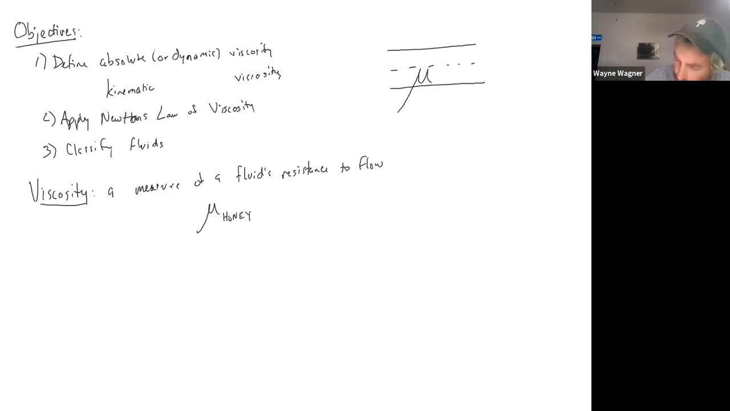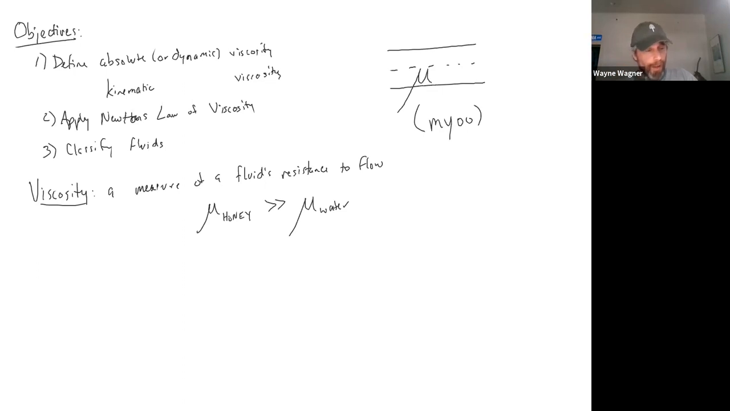We pronounce that mu. Mu for honey is much, much greater than mu for water. That's the idea that I need you to understand. For these thicker things that would be very hard to stir, the mu for peanut butter is much, much greater than it is for water. The mu for air is much, much less than it is for water.